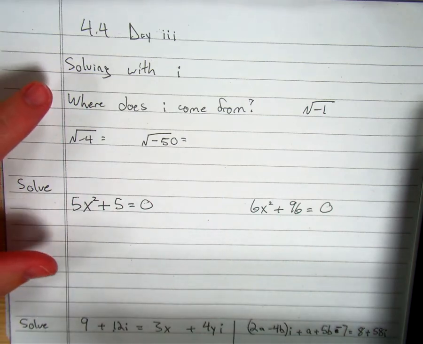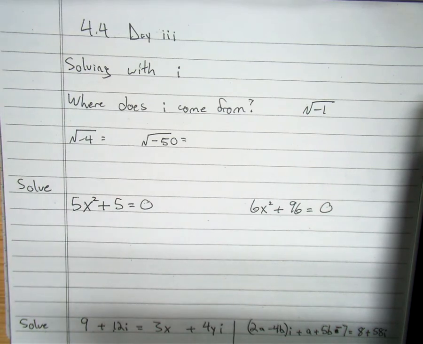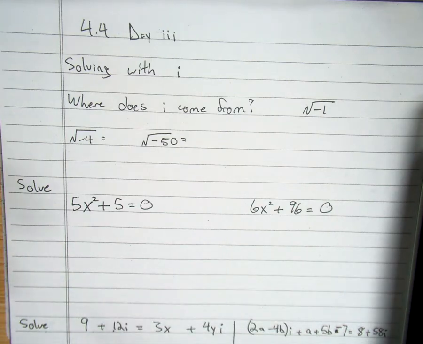So our first thing we're going to be doing today is solving with i, taking little baby steps into solving with imaginary numbers. And we have to think about, where does i come from? Remember that i, imaginary numbers, come from the square root of negative numbers, with the simplest one being the square root of -1. So let's quickly review some of these other square roots that we are now able to do.